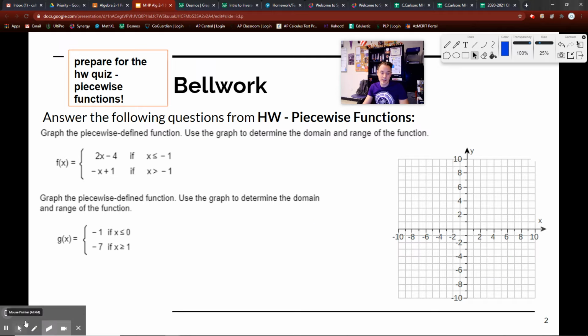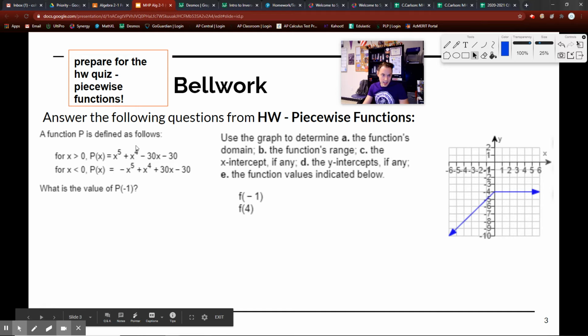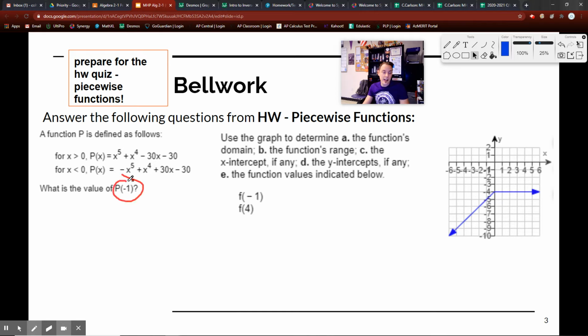Let's erase and continue. So, I got this question right here. This is another question we went through in our notes. Basically, it's evaluating at -1, so which function am I going to plug it into? Well, these are the restrictions. Am I going to plug it into the function that says greater than 0 or less than 0? Well, look at your x. You're going to plug it in here because your restriction says x is less than 0, and -1 is less than 0.